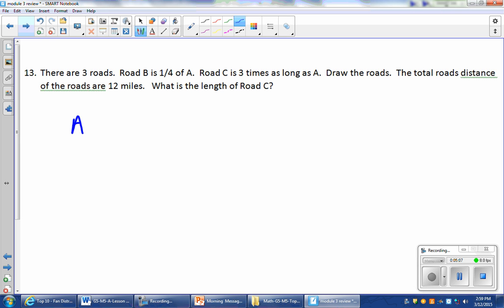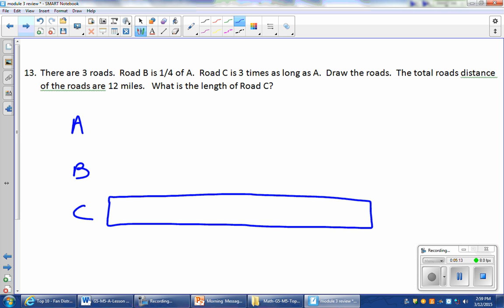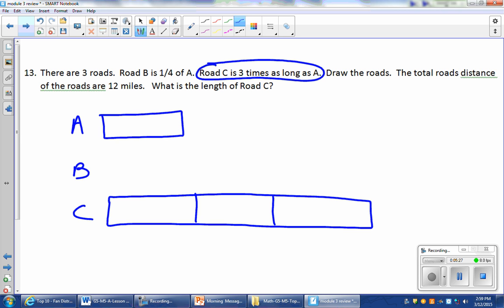Okay, so I have A, B, and C. But C is the longest, so I'm just going to draw that out. Now, if road C is 3 times as long as road A, I'm going to make this partitioned into 3 segments, 3 pieces, and then I'm going to make road A 1/3 of that, because road C is 1, 2, 3 times as long as A. Road B is 1/4 of A. So A is partitioned into 4 pieces. Road B is 1/4 of that.